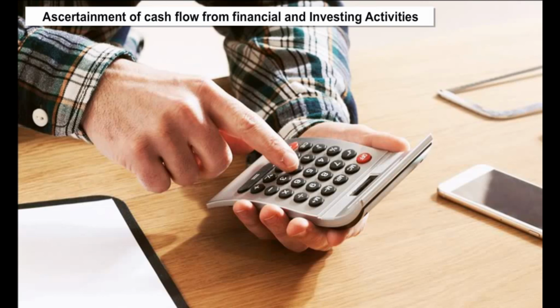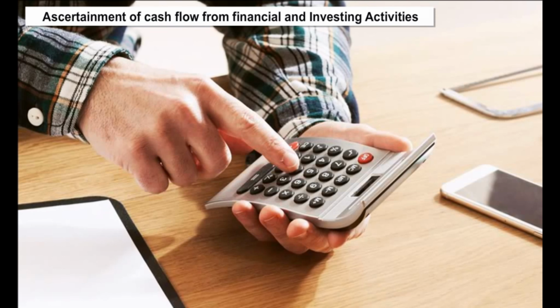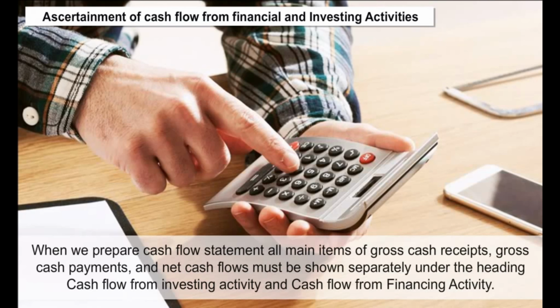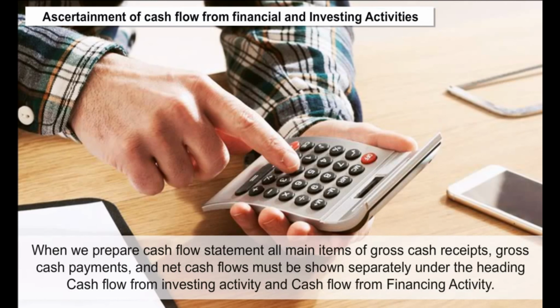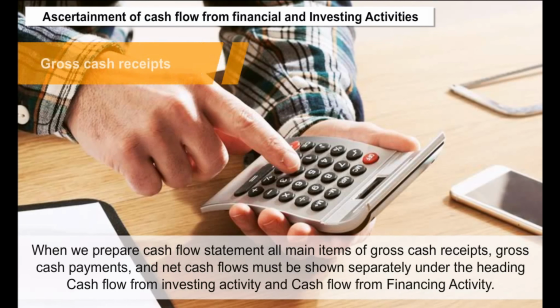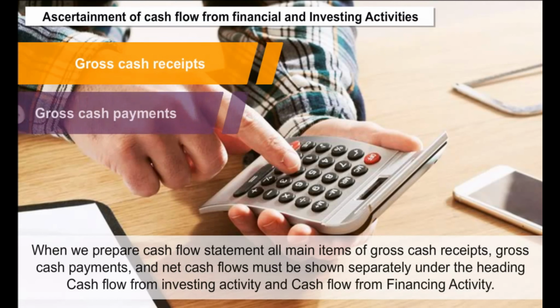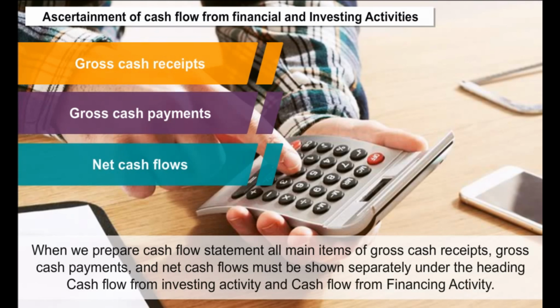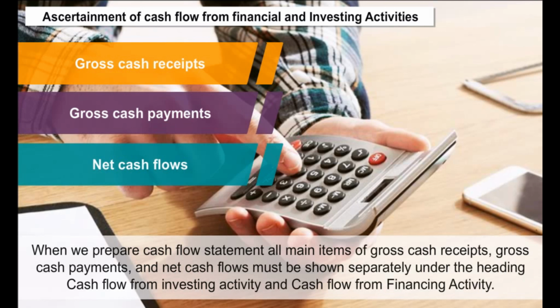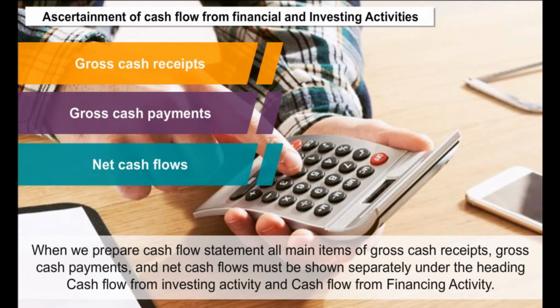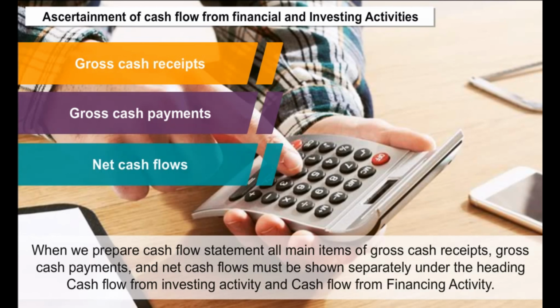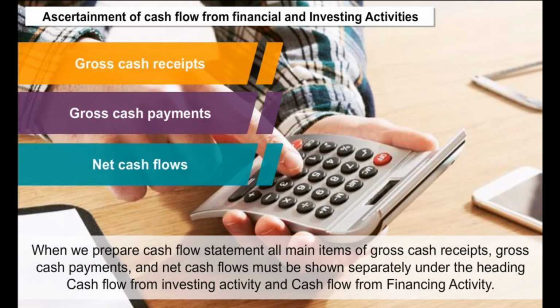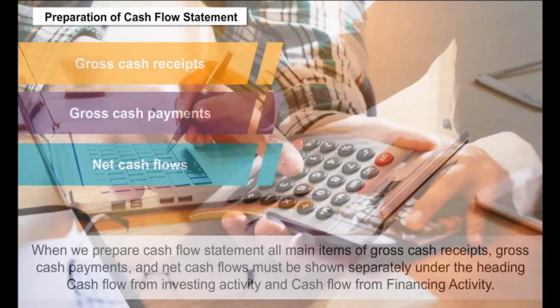Ascertainment of cash flow from financing and investing activities. When we prepare cash flow statement, all main items of gross cash receipts, gross cash payments, and net cash flows must be shown separately under the heading Cash Flow from Investing Activity and Cash Flow from Financing Activity.